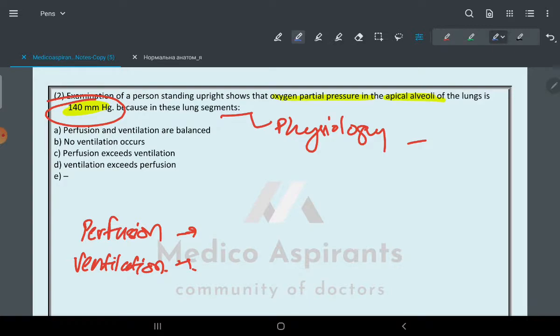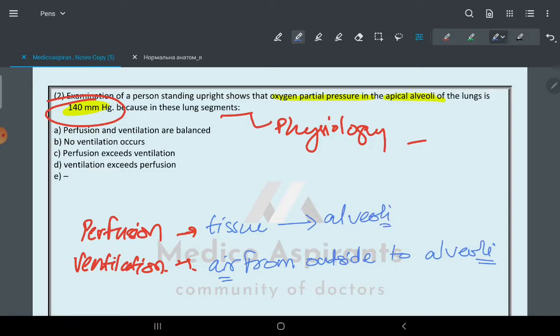Ventilation is the air from outside to the alveoli. This whole journey of air from outside, or dry air from the external environment, to the alveoli is known as ventilation. And similarly, perfusion is the gas from inside the tissue to the alveoli.